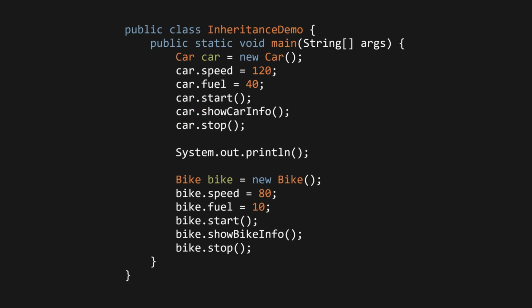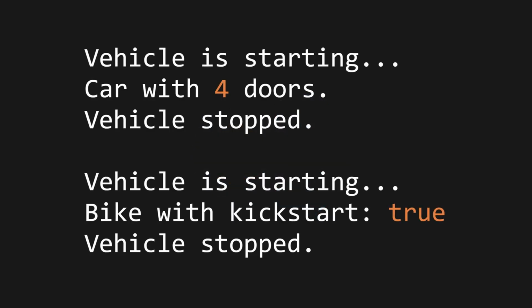Public class InheritanceDemo. Public static void main(String[] args). Car car = new Car. car.speed = 120. car.fuel = 40. car.start. car.showCarInfo. car.stop. System.out.println, Bike bike = new Bike. bike.speed = 80. bike.fuel = 10. bike.start. bike.showBikeInfo. bike.stop. And the output will be: Vehicle is starting, car with 4 doors, vehicle stopped. Vehicle is starting, bike with kickstart true, vehicle stopped.